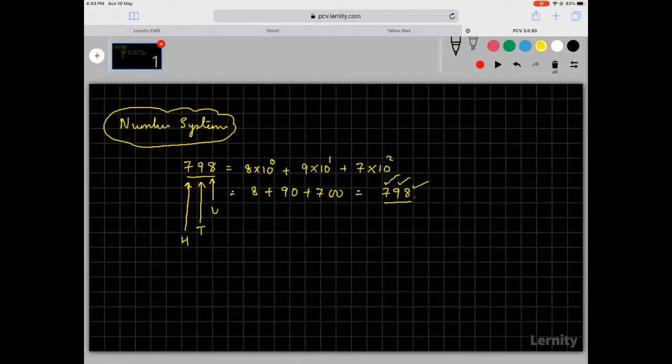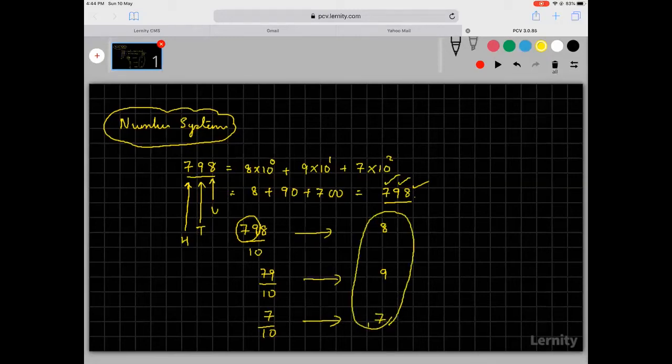Now if I take this number 798 and suppose I divide it by 10, the first remainder that I get is 8. Then the quotient is 79. If I take 79 and again divide it by 10, I get a remainder of 9. And then again the quotient is 7. So if I take 7 and divide it by 10, again I'll get 7. So the number that we are talking of is 798, right?